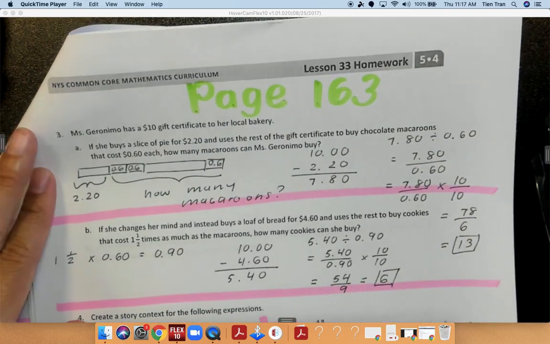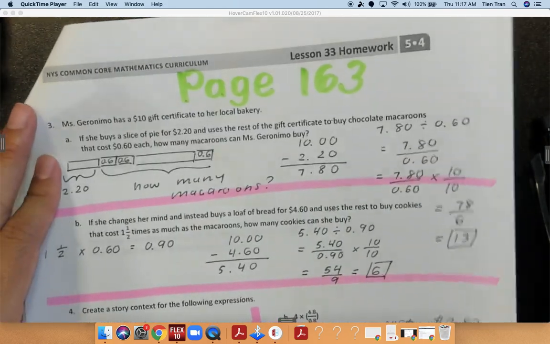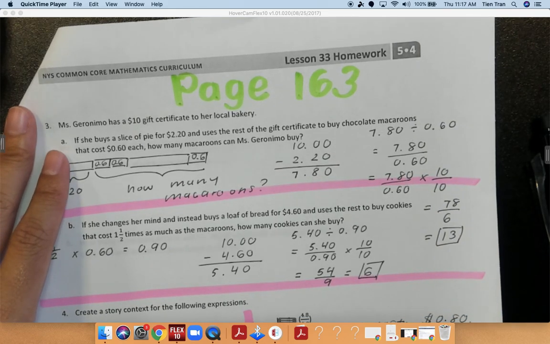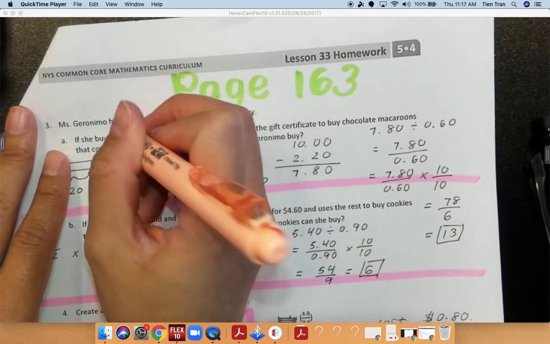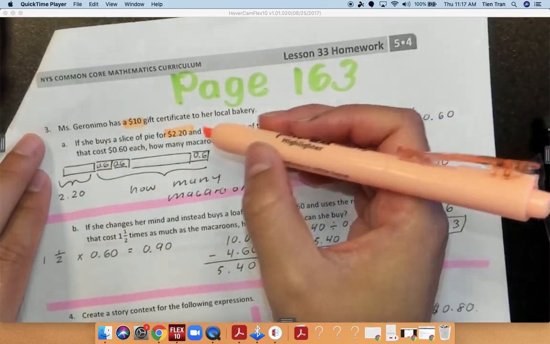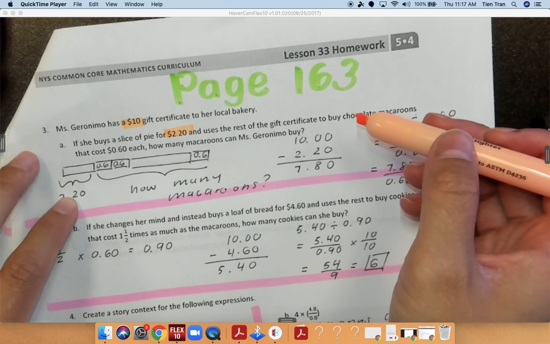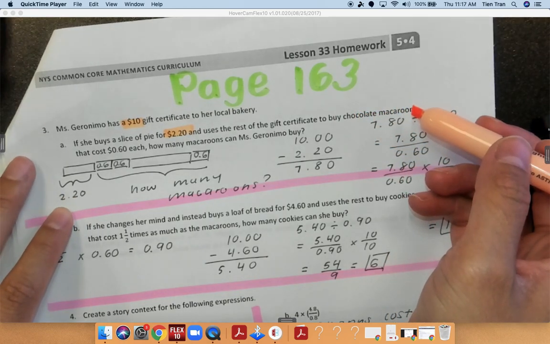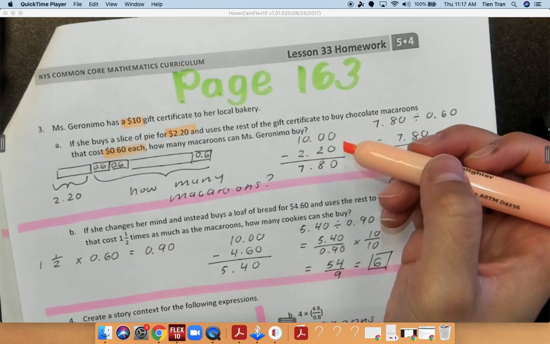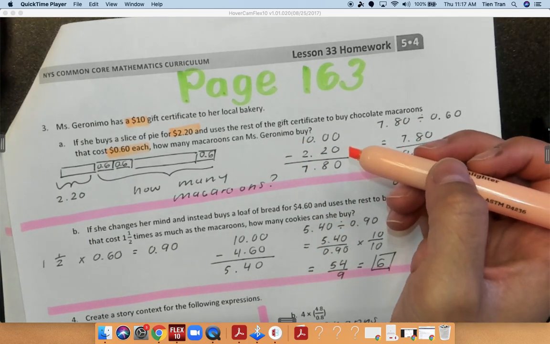For problem for page 162, we have Miss Geronimo has a $10 gift certificate to her local bakery. I hope I'm saying her name right. If she buys a slice of pie for $2.20 and uses the rest of the gift certificate to buy chocolate macarons that cost 60 cents each, how many macarons can Miss Geronimo buy?